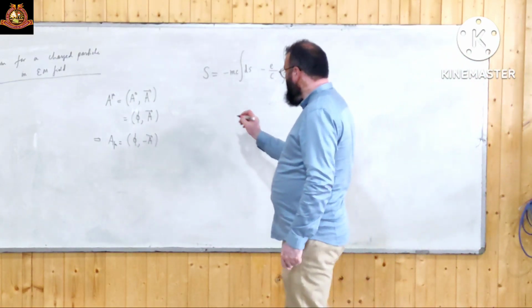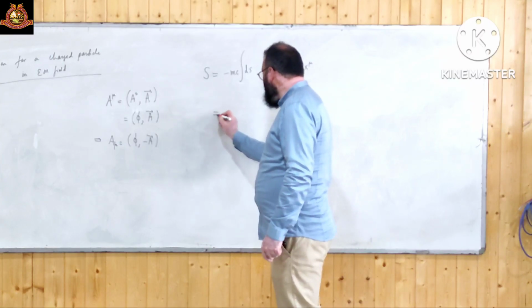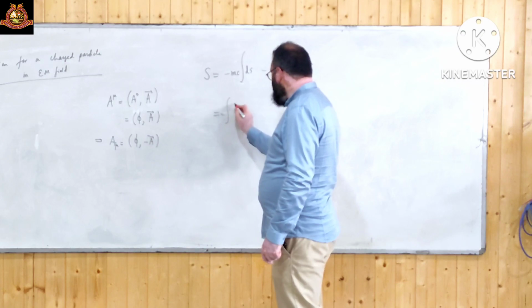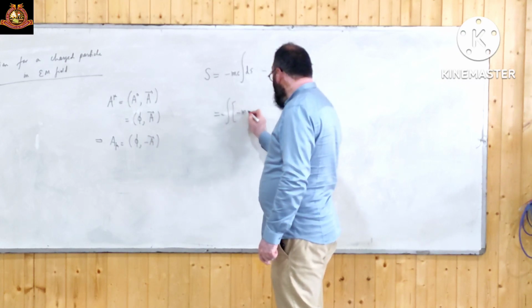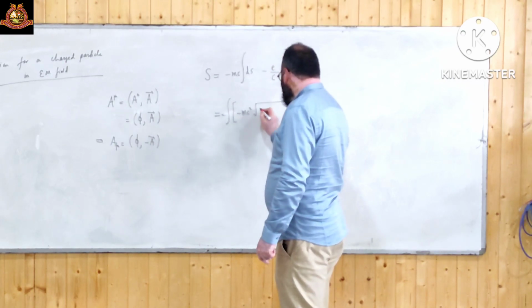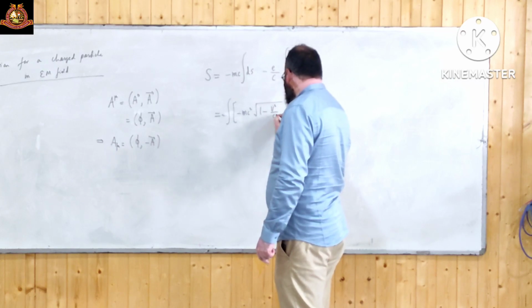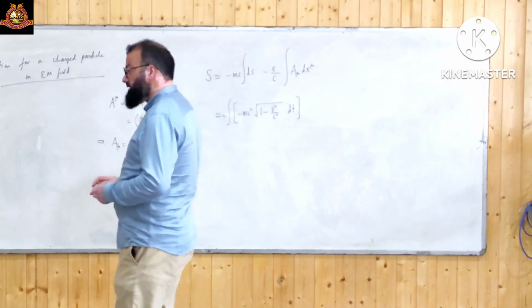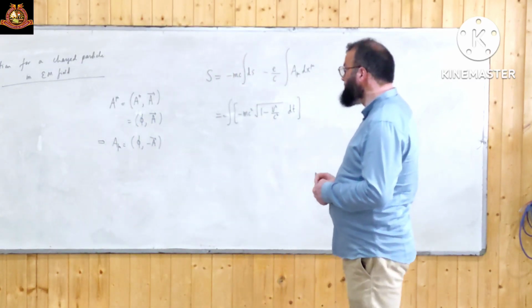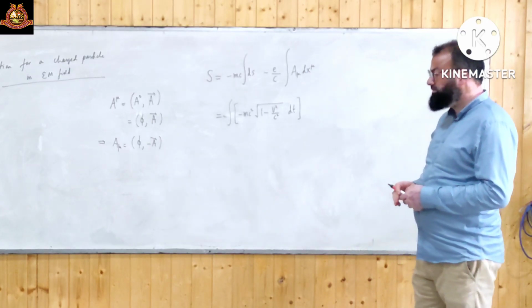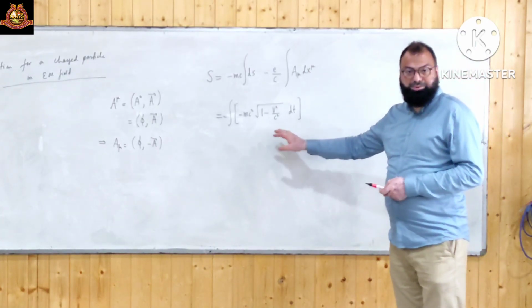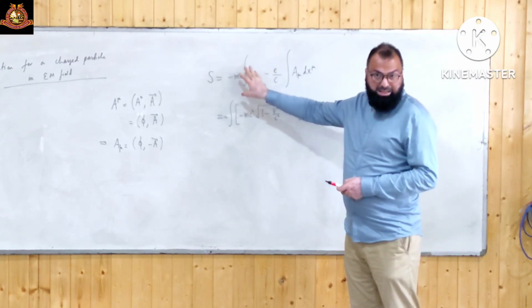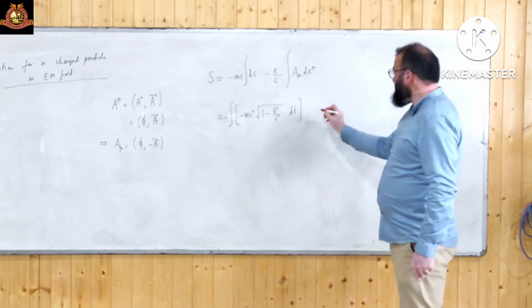So let's rewrite it. So along a certain world line, let's rewrite it this way. So it is mc square root of 1 minus v square by c square. So this is the action for the free particle, this very term which we have derived in detail in the last lecture. Okay. Now what about this thing?